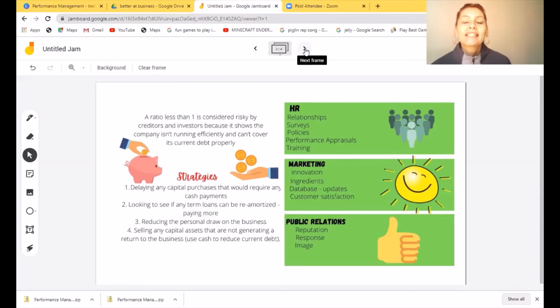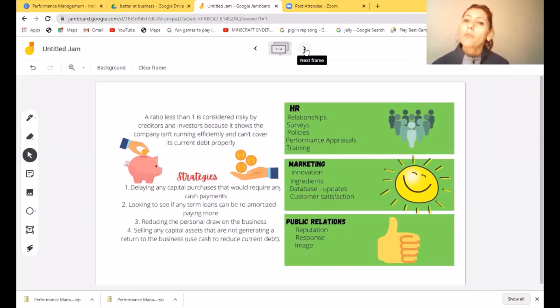HR is the next business function that we're going to look at, and how are we going to add quality performance management to HR? HR is all about relationships. You need to ensure that you've got good relationships if you're an HR manager, with staff and with management. You're going to send out surveys to staff and management asking, are you happy? Is there anything that you need changed? You're going to relook at policies. You're going to be putting policies in place so that everybody knows what is expected of them.